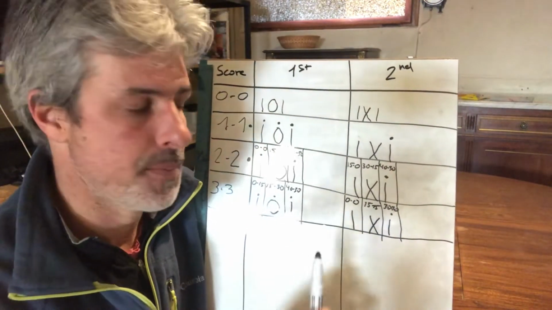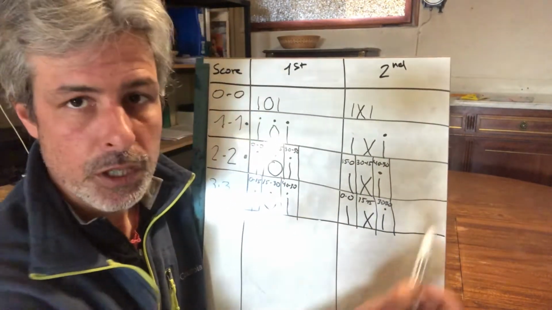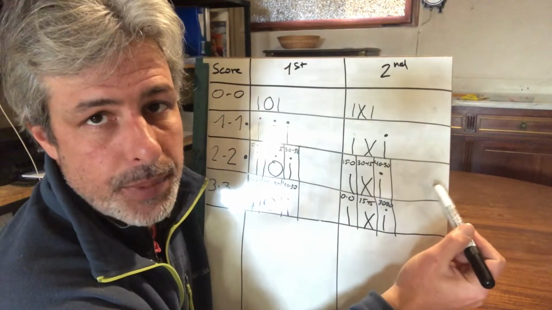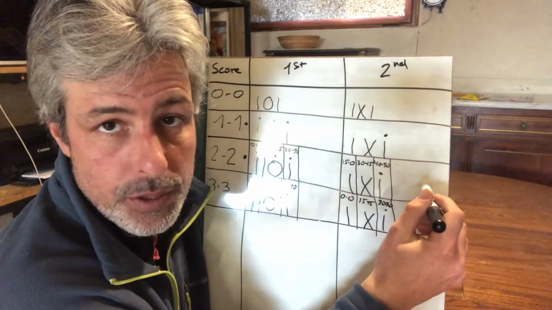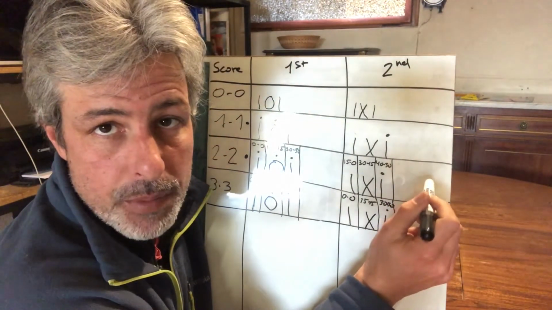So pen and paper is the way to go. Usually you'll have some space on the side here where you can write down little notes or little comments if there's anything in particular you want to remember about this game.